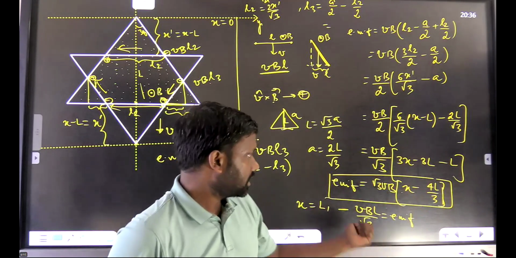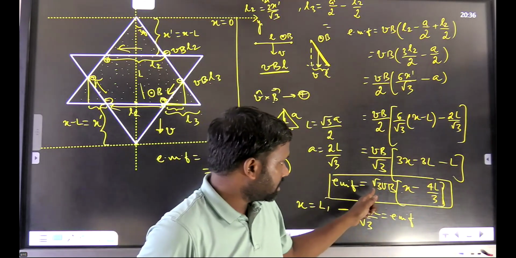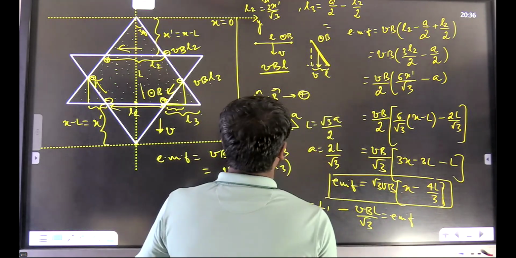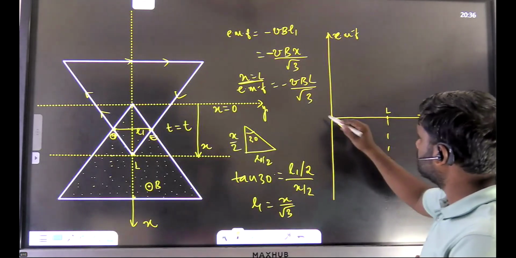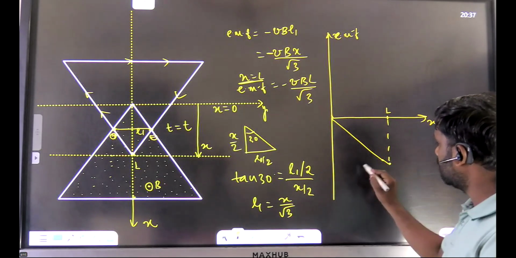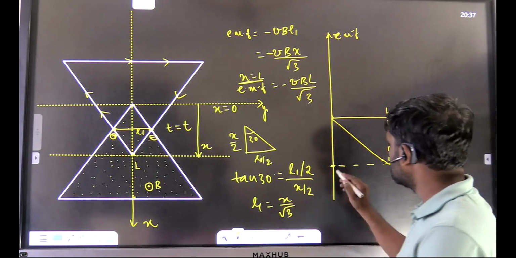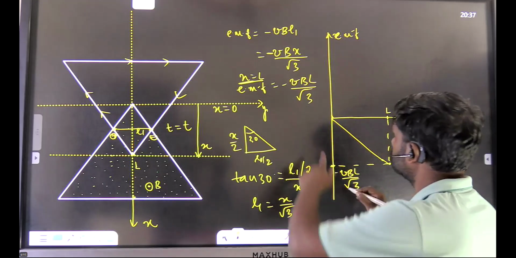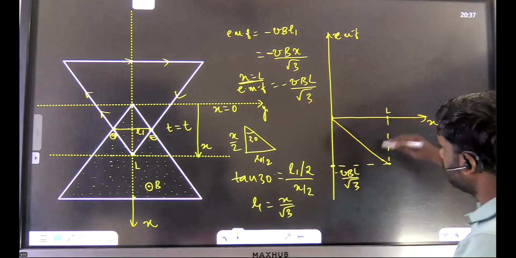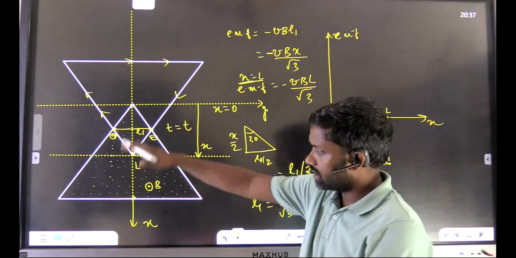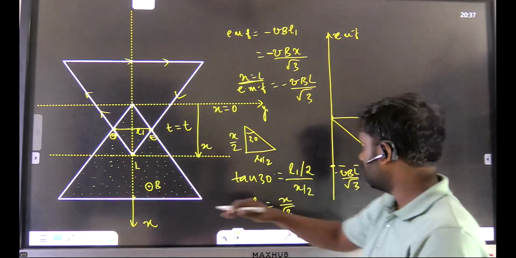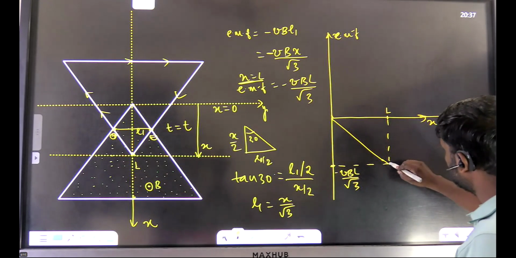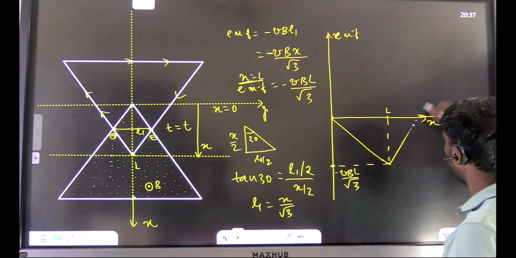Another thing is that you see here the slope is now positive, so we can plot it like this. This part we had plotted like this. Here the value of the EMF at this point is minus VBL divided by root 3 according to this value. When it starts coming out of this line, the value of EMF here is the same. So if you complete the graph, the slope is positive, so the graph will go like this.